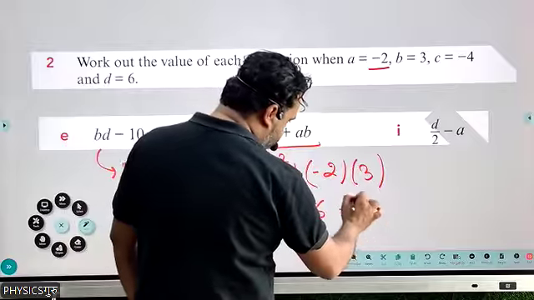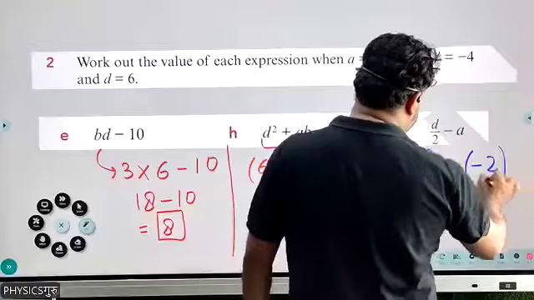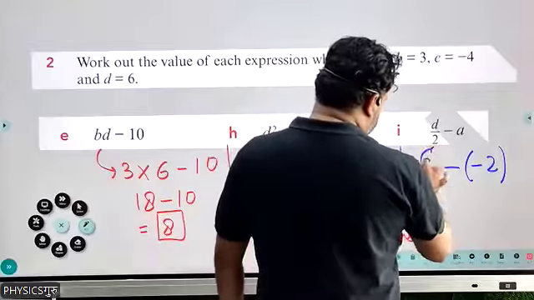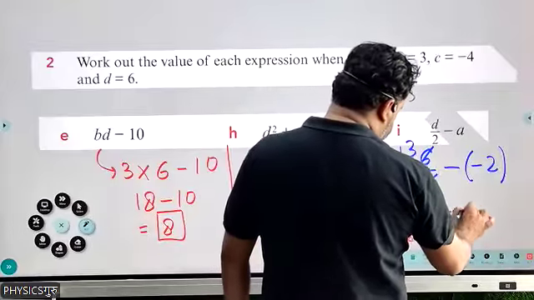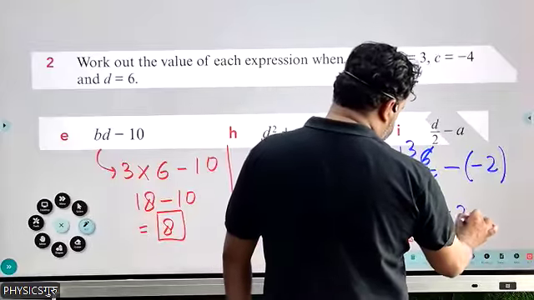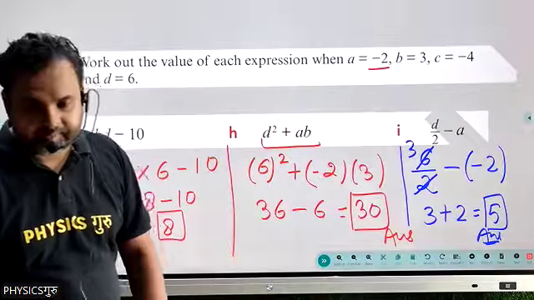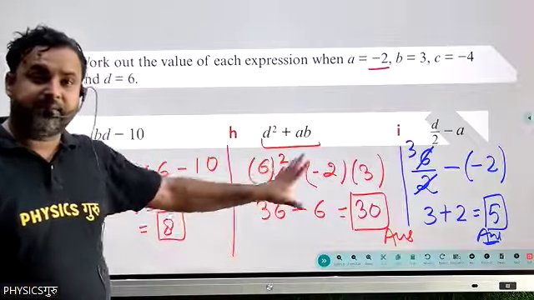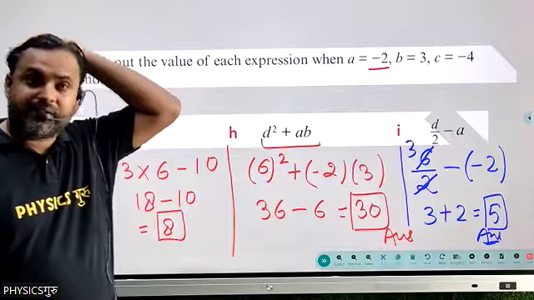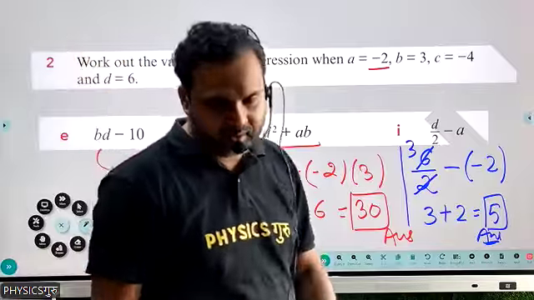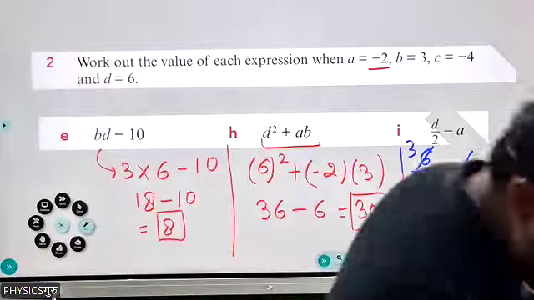For example, I1. So it is D over 2 minus A. What is the value of D? D is 6, so 6 over 2 minus A. And what is the value of minus A? Minus A is plus 2. So this will be 3 plus 2. That is how much? 3 plus 2 is 5. So the required answer is 5. Okay. Simple, put the values, you'll get the answer. No issue. Next one.